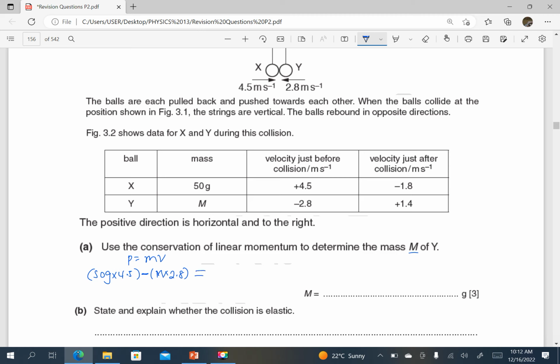Then after collision, the masses do not change, so that is 50 grams times its speed after collision for X, which is negative 1.8, meaning it is to the left, plus for Y the mass is still m times its speed after collision, which is positive 1.4. That means it is to the right. So we simplify this.